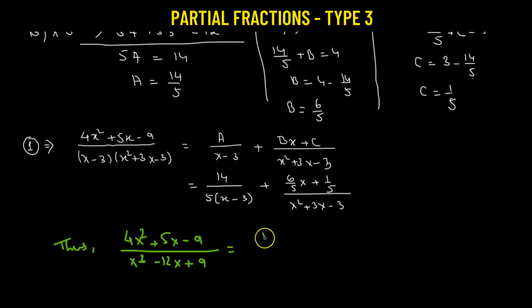So this is simply given by two partial fractions. The first one being 14 over 5 times x minus 3, plus 6x plus 1 whole divided by 5 multiplied by x squared plus 3x minus 3. So this is the required answer.